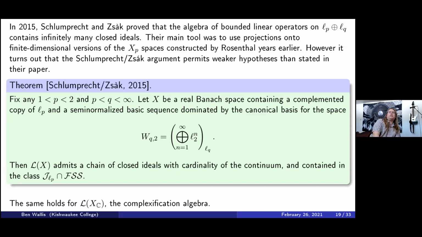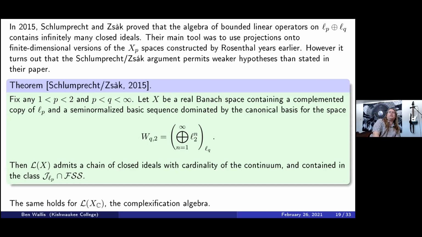And so yeah, that's what I tried. Oh, and by the way, this is only for real Banach spaces, but it does hold if you take the complexification as well, so you get the same result. Please also note that you can always take Q to be the number 2. And if you take Q to be the number 2, well, this basis is just the L2 basis. So for instance, anything dominated by L2 will work. And that's exactly what I did.